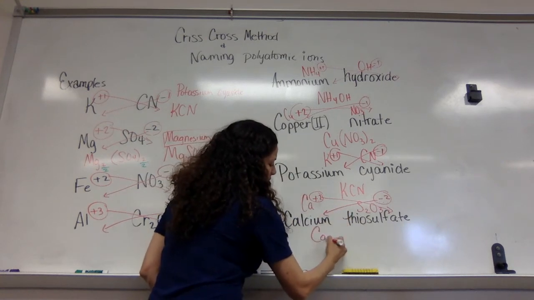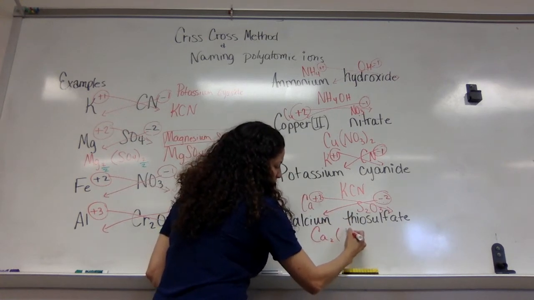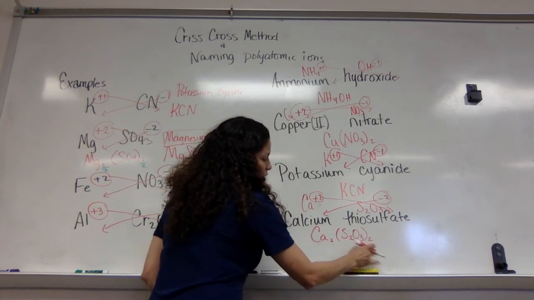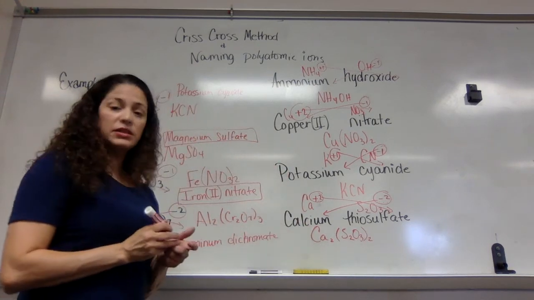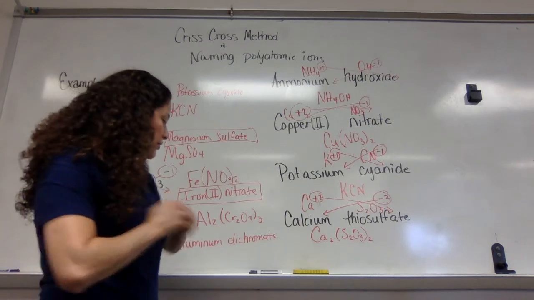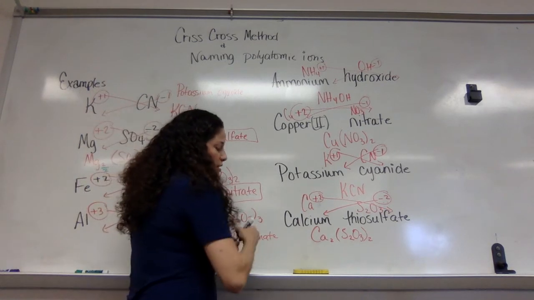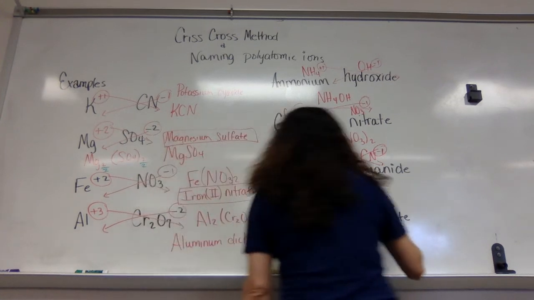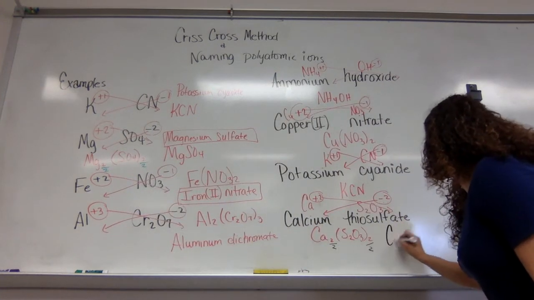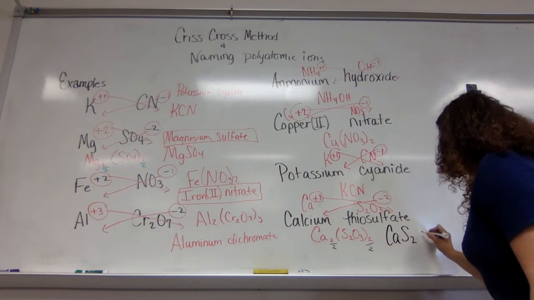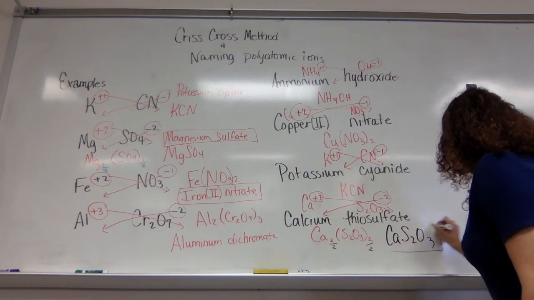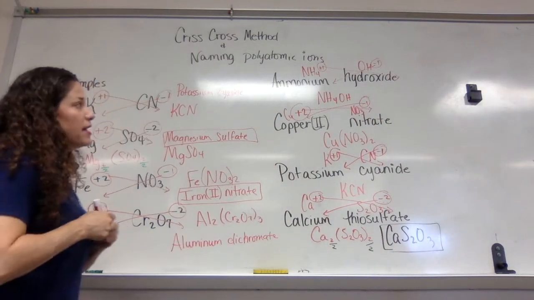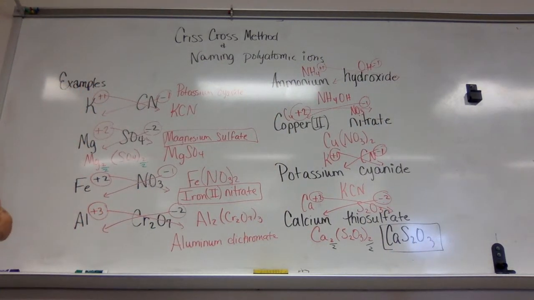So I have calcium 2, parentheses, S2O3, 2. So I have 2 atoms of calcium with 2 thiosulfate ions. I can always reduce this down, simplify it down, and that gives me calcium thiosulfate, which is CaS2O3 as my final answer. So this is going to be the crisscross method and naming of the polyatomic ions.